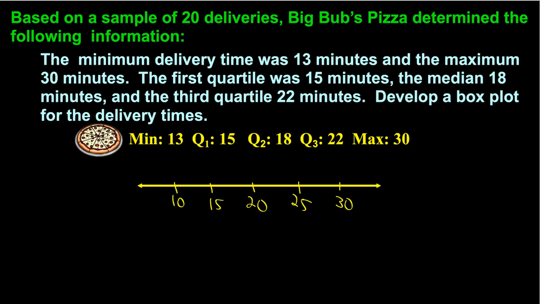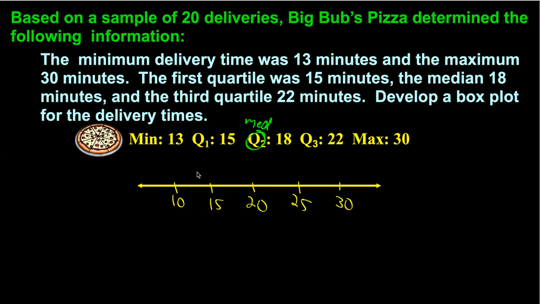Making a box plot is really, really simple. If you have your 5-number summary, so based on a sample of 20 deliveries in this example from Big Bub's Pizza, it's determined that the maximum and minimum were 30 and 13, and then the quartiles, and then this is our median. Quartile 2 is 18. So the first thing you should do is make a scale that's accurate, because we want to see something out of this plot.